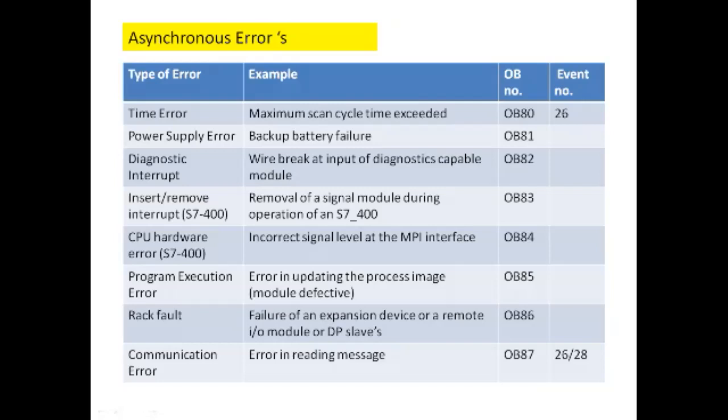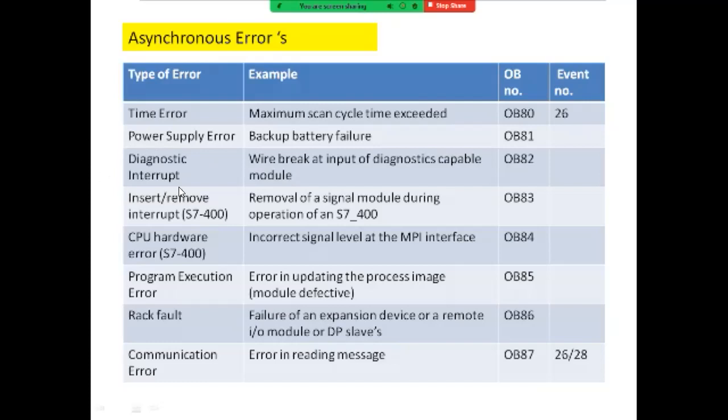So you need to download this OB number 36 as well as OB number 85, because it cannot read the process image. Process image means the input image status or the output image status; it cannot read or write. So both the blocks, OB85 and OB86, I think we need to download.